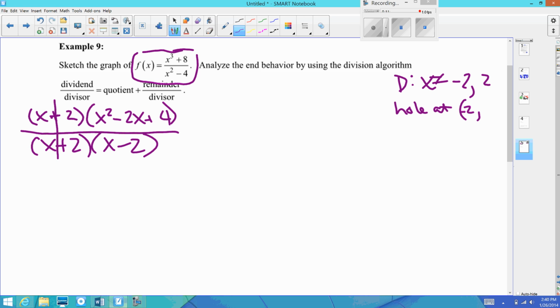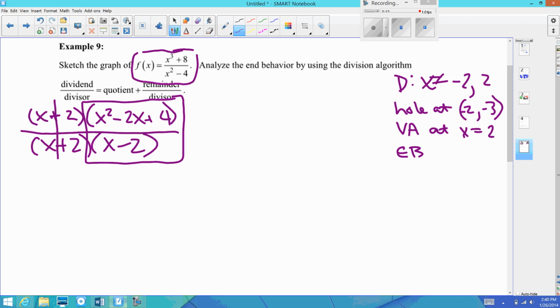And now if I plug -2 into this part, that'll give me the value where it is, and it would be -3. I know I have a vertical asymptote at x equals 2, all right, because that's in the denominator and it doesn't cancel out. End behavior, I could analyze that. As I take the limit as x approaches infinity, it's just going to constantly get bigger. And negative infinity, it'll constantly get smaller.